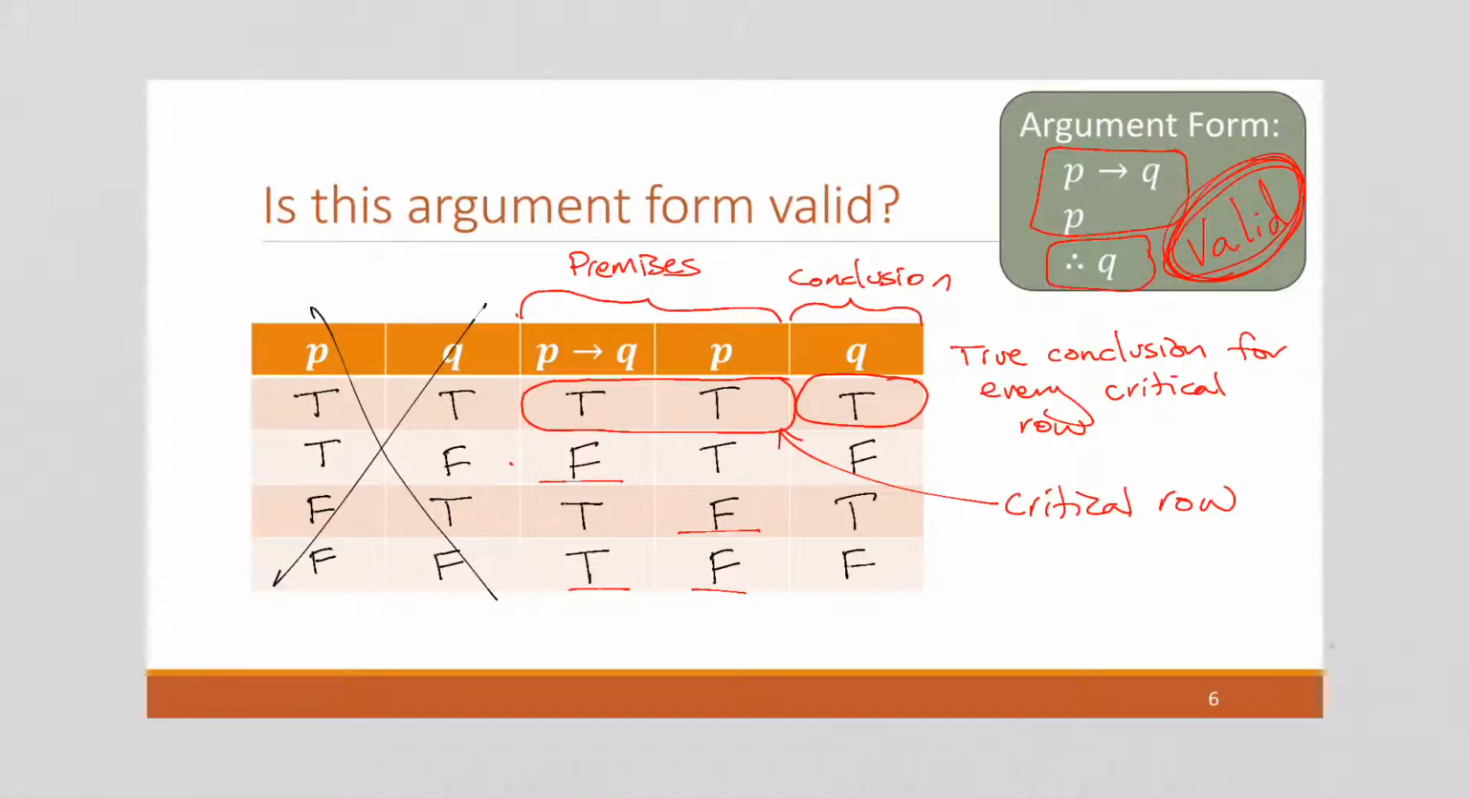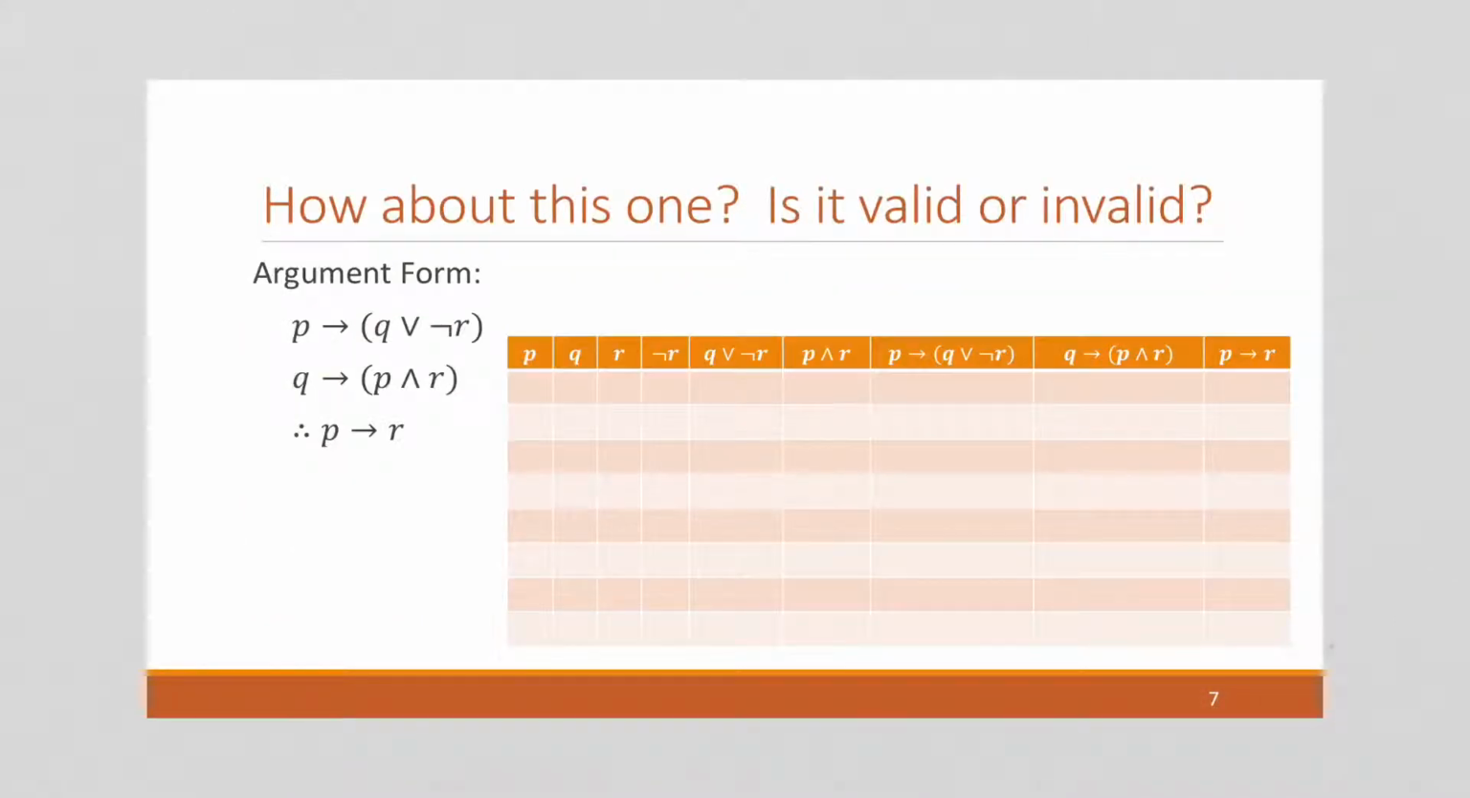We look at an argument and we put it in a truth table and we find the critical rows and then we check, and if every single critical row, every single one, has a true conclusion, then it is a valid argument. Let's look at another example. This example is a little bit more involved, but it'll be good practice. So we have this new argument form, and again, we have our premises and our conclusion.